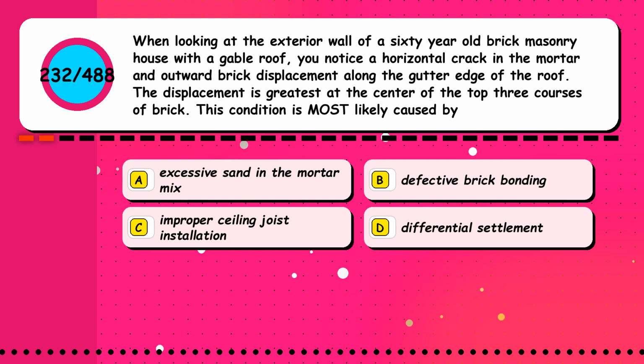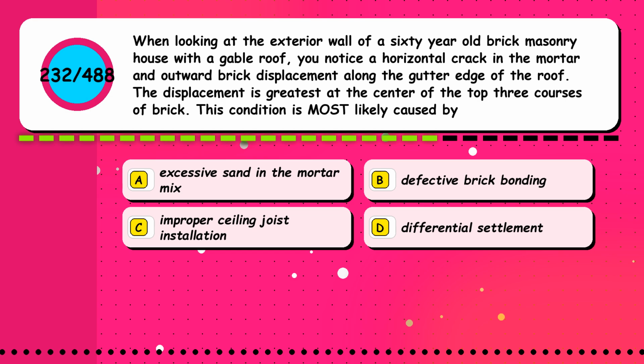When looking at the exterior wall of a 60-year-old brick masonry house with a gable roof, you notice a horizontal crack in the mortar and outward brick displacement along the gutter edge of the roof. The displacement is greatest at the center of the top three courses of brick. This condition is most likely caused by option A, excessive sand in the mortar mix. Option B, defective brick bonding. Option C, improper ceiling joist installation. Option D, differential settlement.